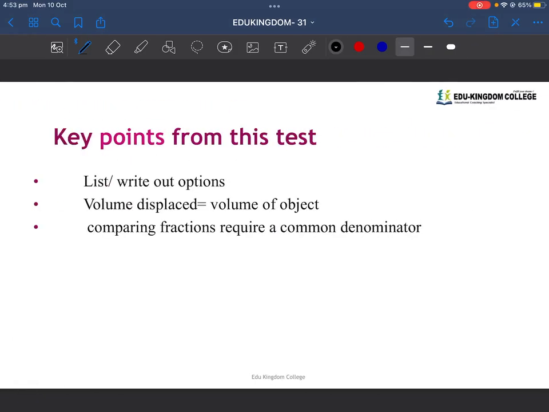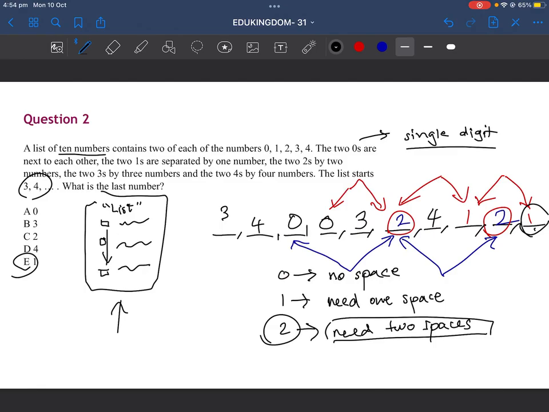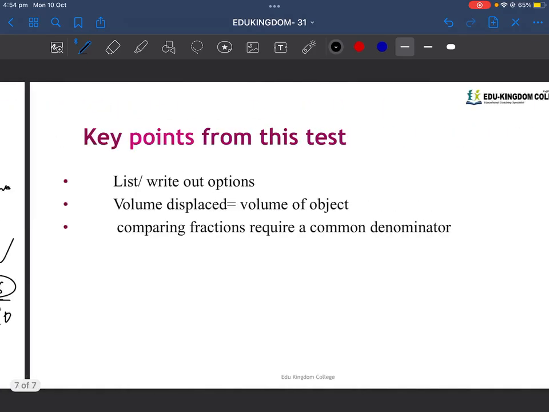All right, guys. Welcome to the key points from this test. So, key point number 1, list and write out options. I draw this from question number 2. Remember how we had many options that we could choose from when the numbers weren't filled out here? Just write them out because I can't stress how important it is to write them out so that you don't have to put that much stress on your brain when you're thinking, and chances are you'll probably help yourself doing that and getting the correct answer.